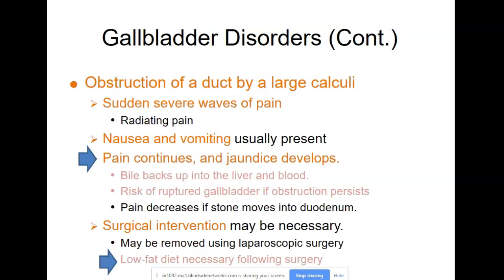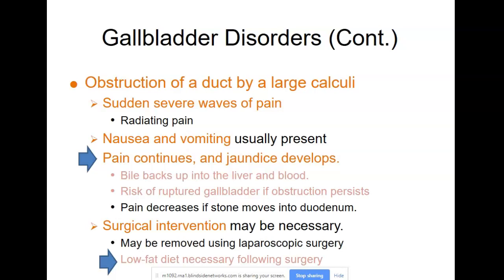The danger is complete obstruction. With the complete obstruction, you're going to get the radiation of pain simply due to back pressure of the biliary contents building up. It can lead to nausea and vomiting. It doesn't always. I've gotten nauseous, but I've never had to vomit with my gallstone pain. It's usually just been really, really intense radiating pain.